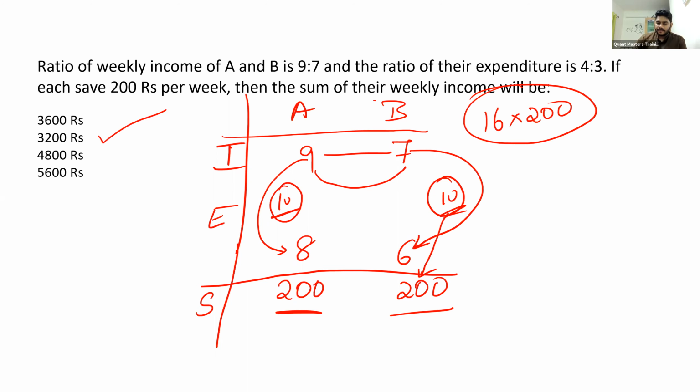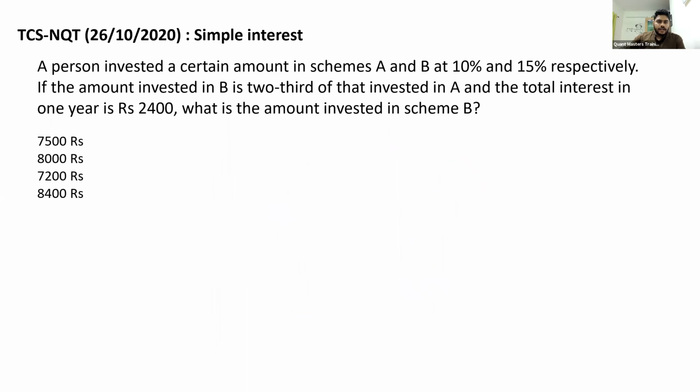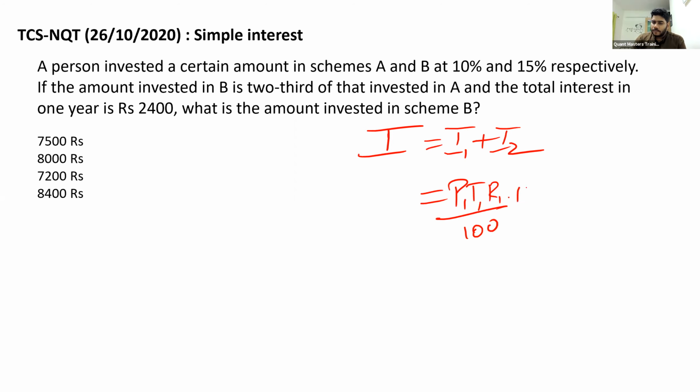Am I right, people? Now, let us look at this sum. Many people struggled with this question. They did P1, T1, R1 by 100, P2, T2, R2 by 100. This is how maximum people solve. Total interest equals interest 1 plus interest 2. Interest 1 is P1, T1, R1 by 100. Interest 2 is P2, T2, R2 by 100. Pack your bags and go home if you're doing it this way.